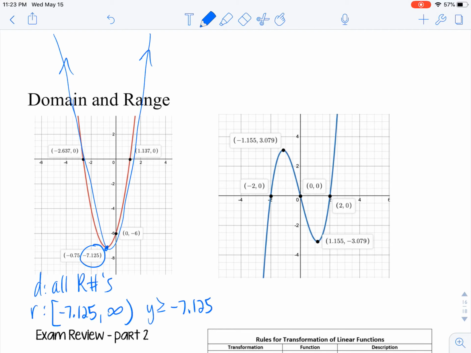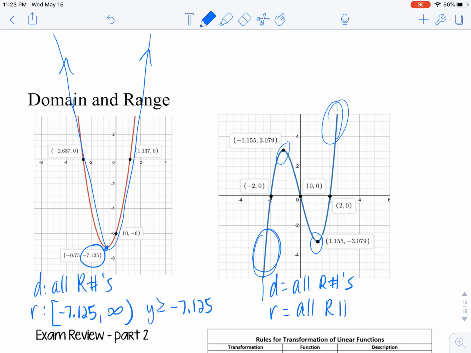All right, and then this one here. So domain, left to right, this is going to keep on going. It'll keep getting wider, so that's all real numbers. And range, so I know we have these points here, but there are other points on the graph that go higher, like all of these points, and all of these points right here go lower than this point. So my range is also all real numbers.